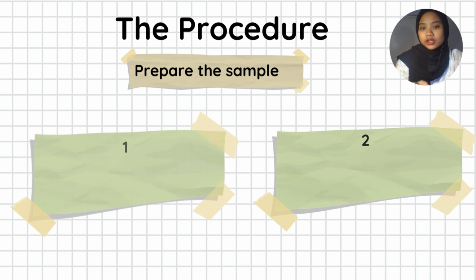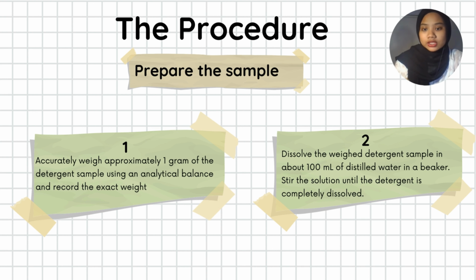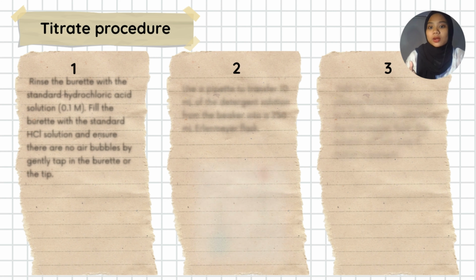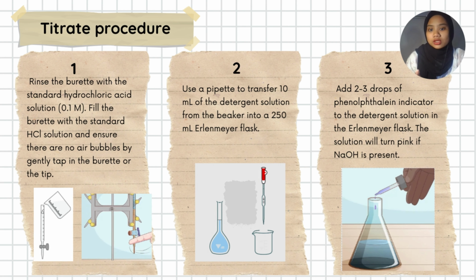The procedure. First, we need to prepare the sample. The first step is to accurately weigh approximately 1 gram of the detergent sample using an analytical balance and record the exact weight. Then, dissolve the weighed detergent sample in about 100 ml of distilled water in a beaker. Stir the solution until the detergent is completely dissolved. Then we can proceed with our titration procedure.